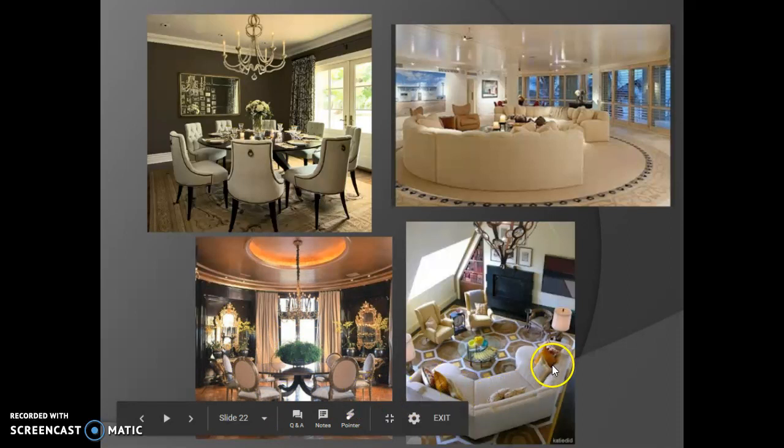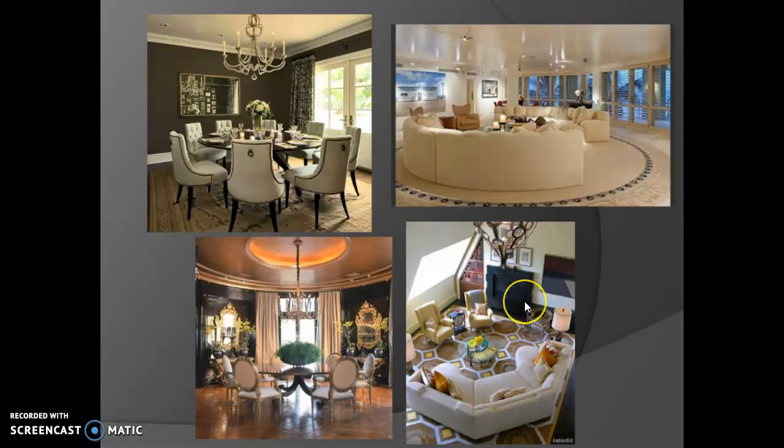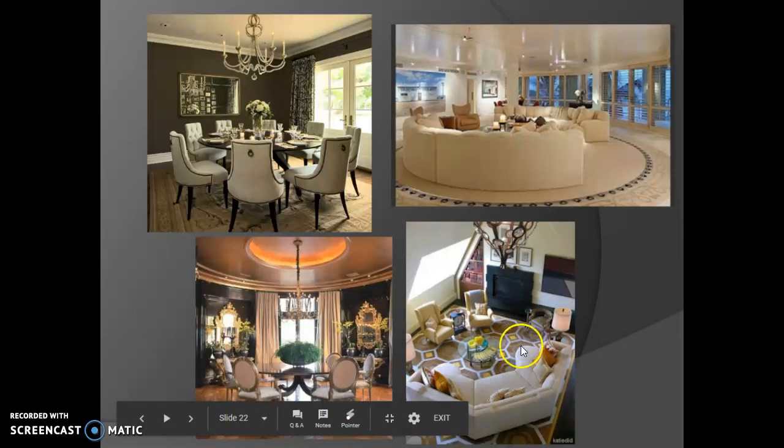Right here you have this half circle sofa that is being balanced out by the two chairs. Now if we just had these two chairs here, it would feel a little lopsided. So they've added this piece here to give visual weight to this side of the room to make the room feel more balanced.